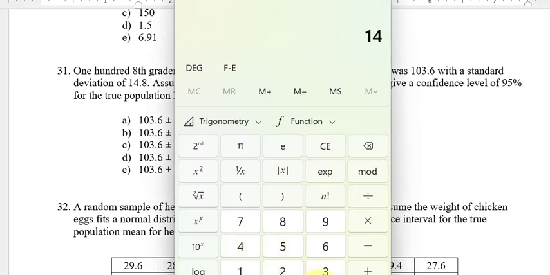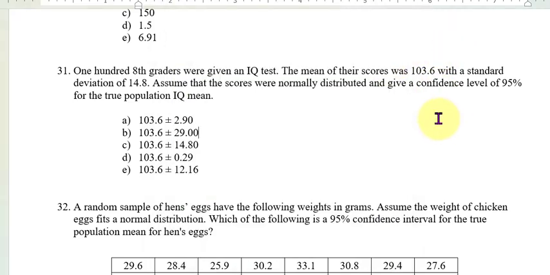So 14.8. And we're going to divide that by the square root of the sample size, which was the square root of 100, which is 10. And that should be 1.48. And then we're going to multiply it by that z-star score number, which was 1.96. Don't forget that. So times 1.96. Now this value is your margin of error. So 2.90 is your margin of error.